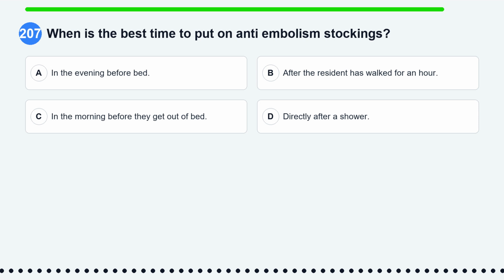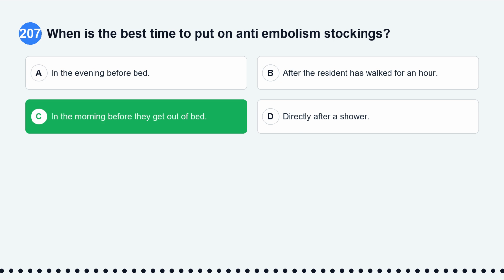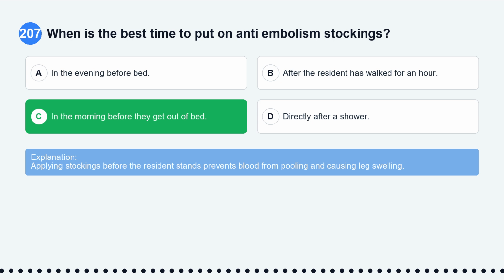Question 207. When is the best time to put on anti-embolism stockings? Option A, in the evening before bed. Option B, after the resident has walked for an hour. Option C, in the morning before they get out of bed. Option D, directly after a shower. The correct answer is option C, in the morning before they get out of bed. Applying stockings before the resident stands prevents blood from pooling and causing leg swelling.